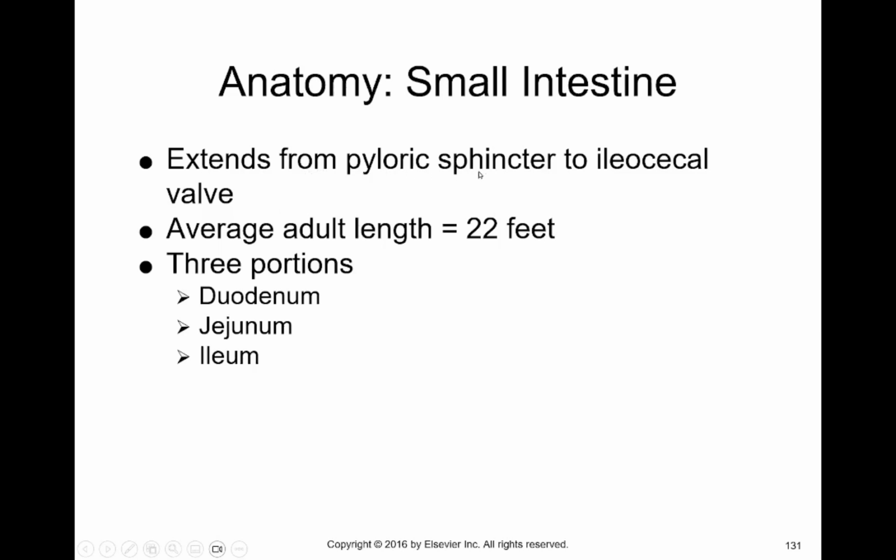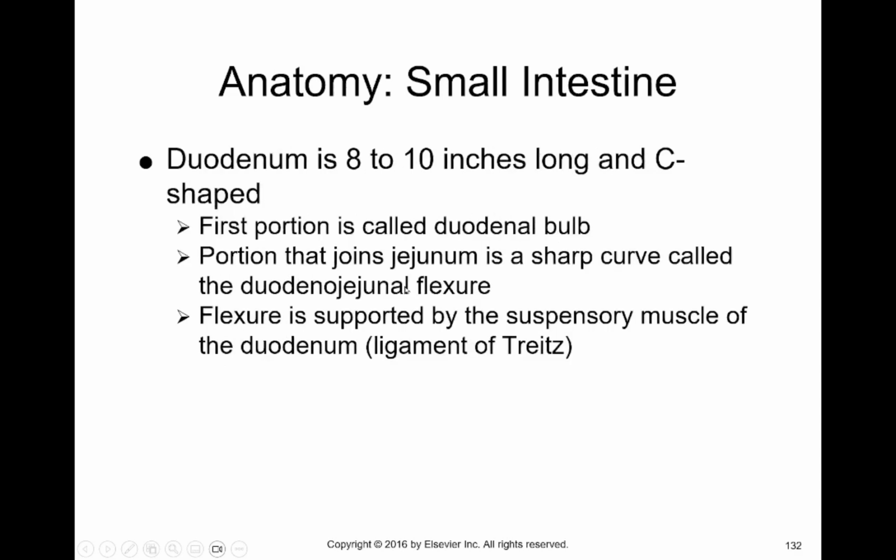So it extends from the pyloric sphincter to the ileocecal valve. It's about 22 feet long in adults, and it has those three parts to it. So the duodenum is the first portion. It's very short. It's only 8 to 10 inches long, and it's C-shaped. And the first portion of that is what we refer to as the duodenal bulb.